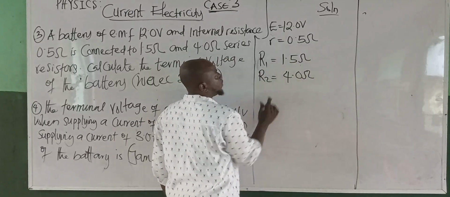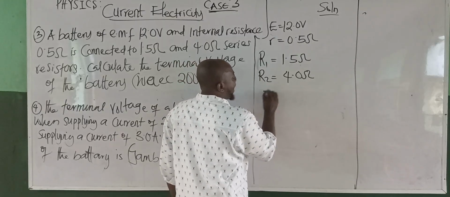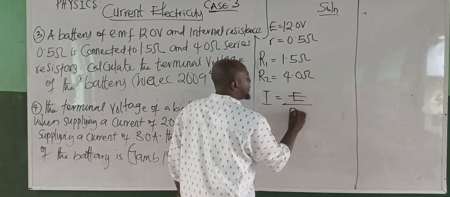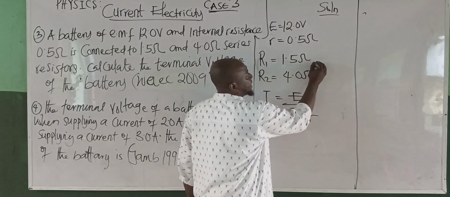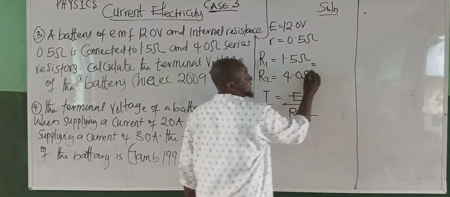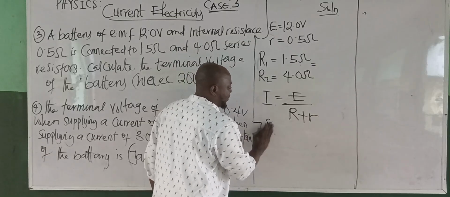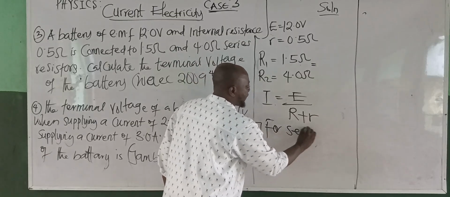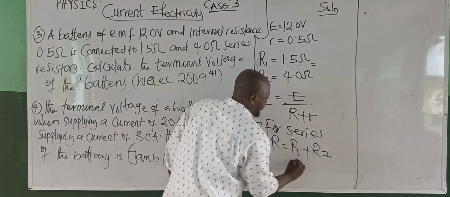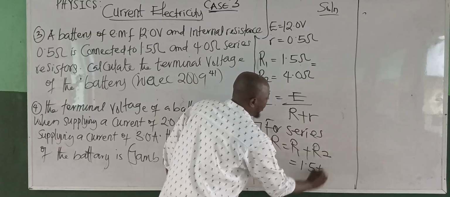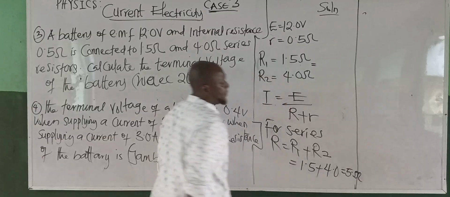Because this is so, recall from our formula, it will give us I equals E over R plus r. So remember that because it's connected in series, we can add them. For series resistance, R will give us R1 plus R2. So this will give us 1.5 plus 4.0, which gives 5.5 ohms. This is what I'm having.